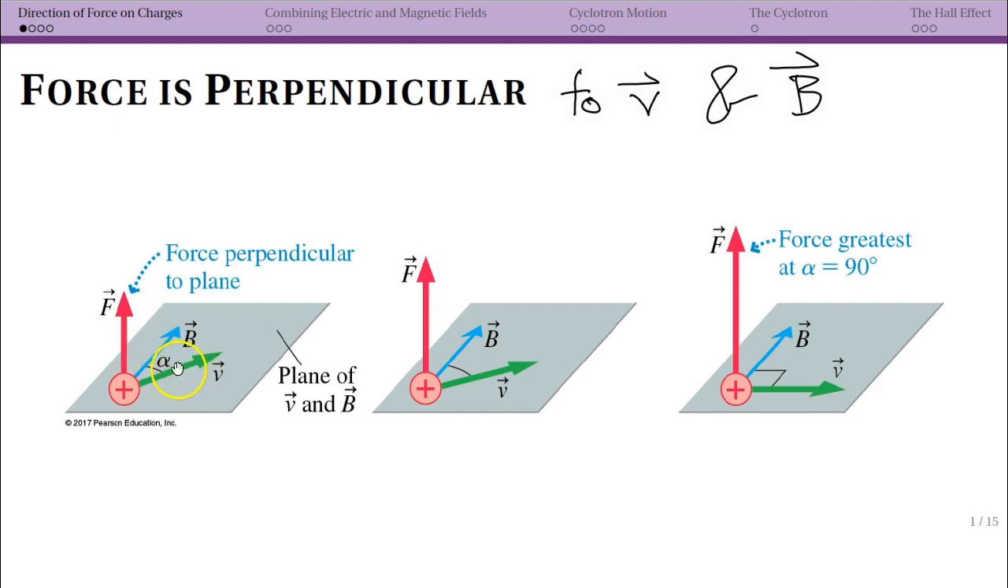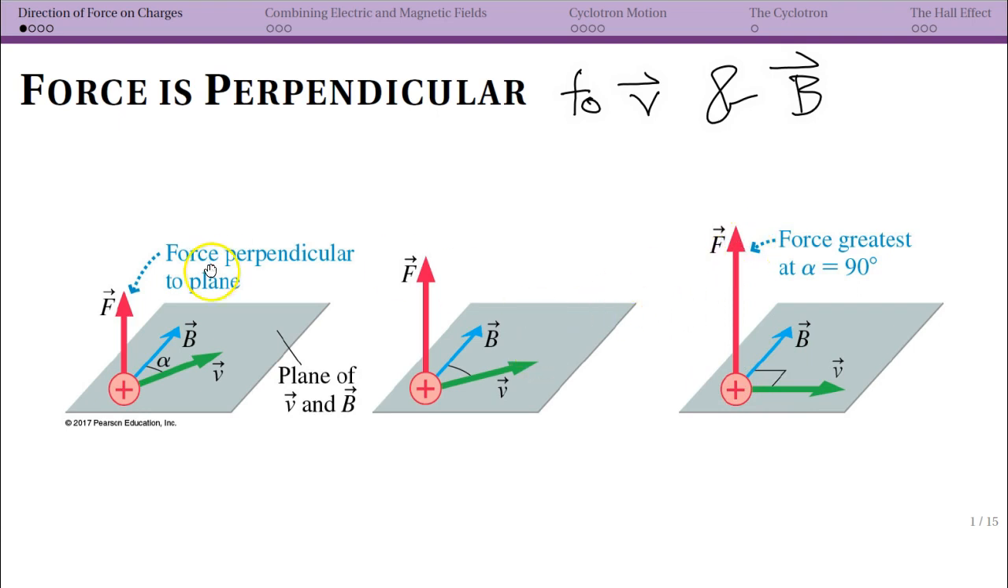So in general, there's some angle alpha. We typically use alpha, not theta, for this. And our force vector is going to depend on what alpha is. As that angle gets bigger and bigger, you have a larger and larger force vector. So when velocity is perpendicular to magnetic field, you have the greatest force vector.